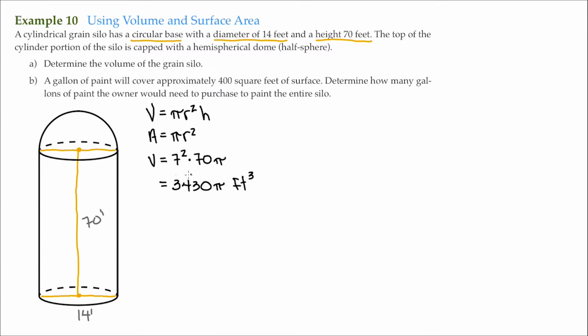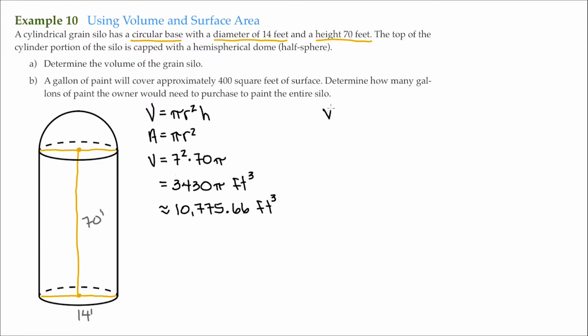Of course, we've done problems in the past where we come up with it approximately. Well, in your calculator, you could type in 3,430 times pi, and you're going to come out with approximately 10,775, and we'll just round to 2 decimals, .66 cubic feet. So the volume of the cylindrical part of the silo is 10,775.66 cubic feet. Now we're going to find out what it is for the hemispherical dome up here.